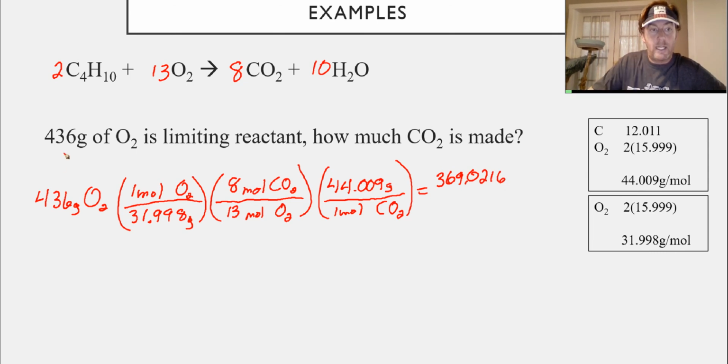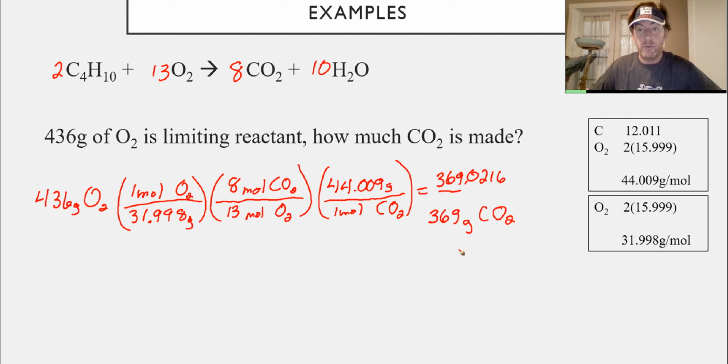369.0216. Again, I have 3 significant figures here. I got 4, 5 there. None here with the molar ratio, and then over here I have 5 again, so I need to round to 3. So that's 369 grams of CO2 is going to be produced.